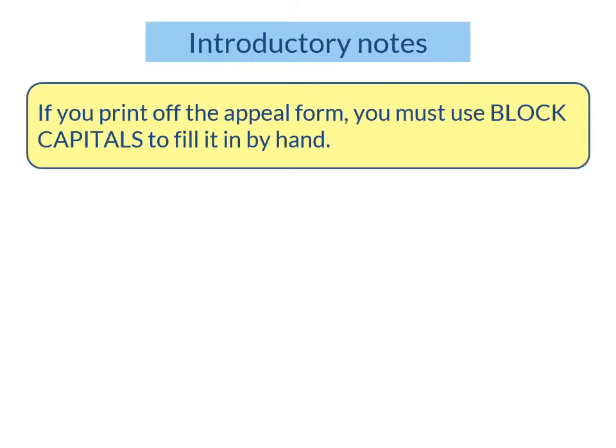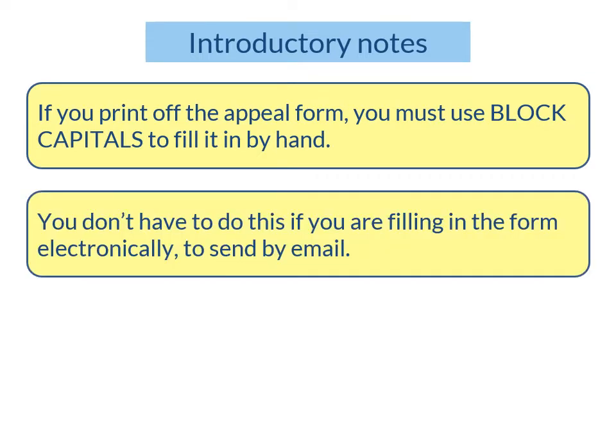Many families send in their appeal electronically by email. If this would be difficult for you, you can print the appeal form out and fill it in by hand using block capitals. You can then post the form to the address found in section 10 of the appeal form. You don't have to use block capitals if you are filling in the form electronically to email it to the SEND tribunal.